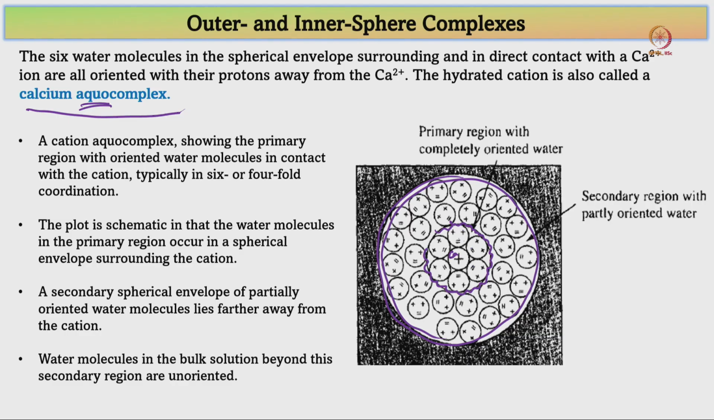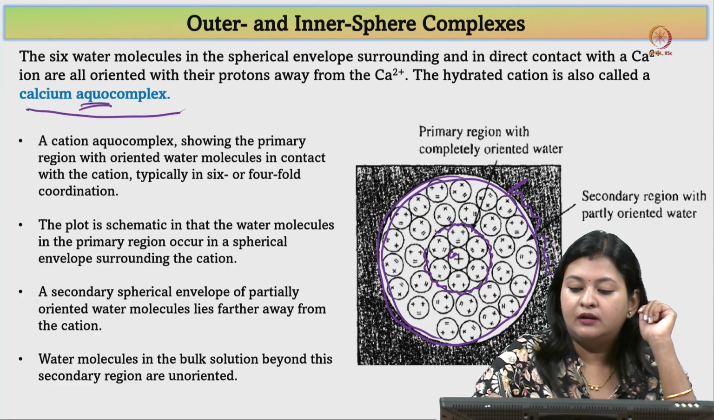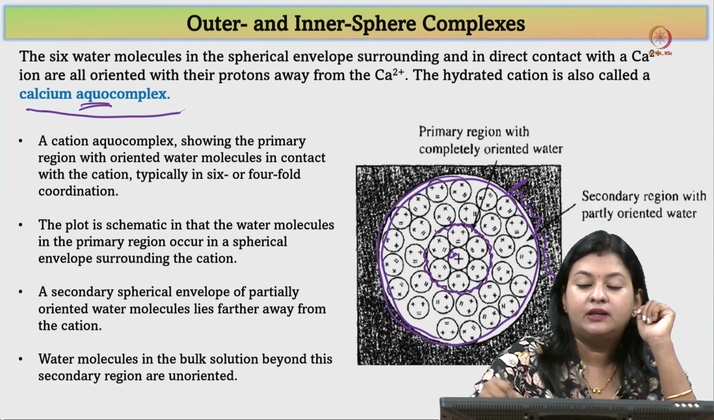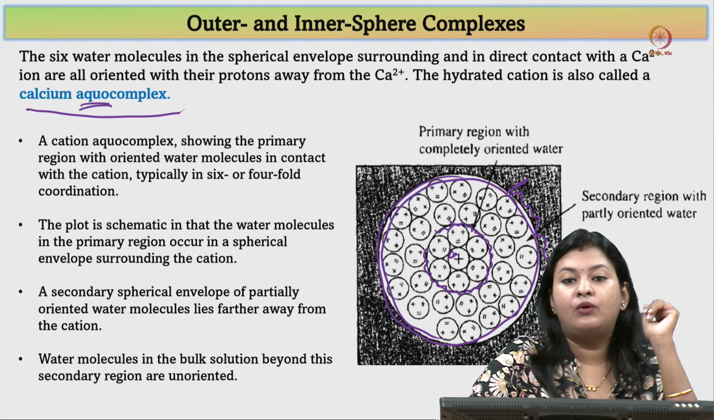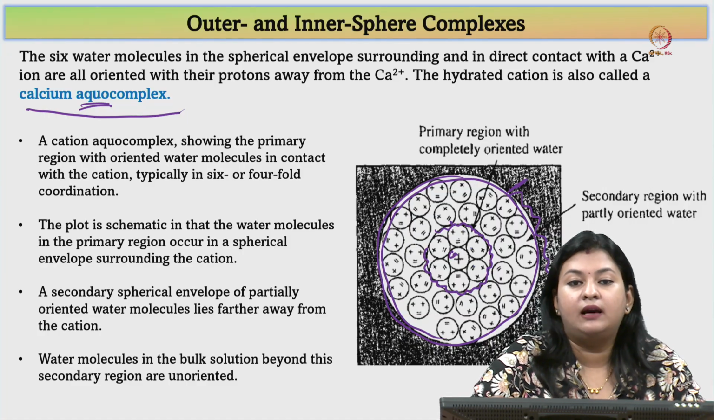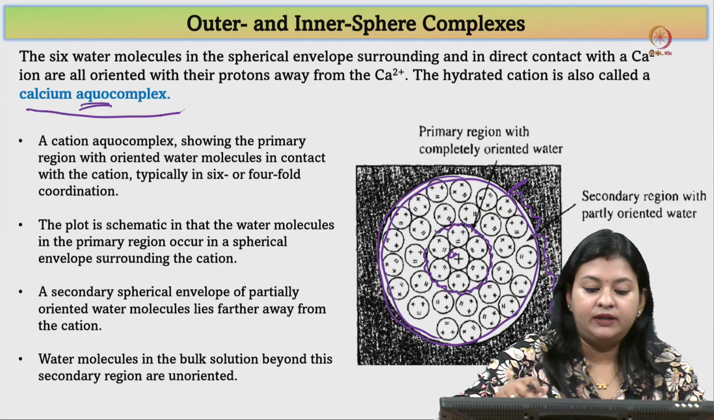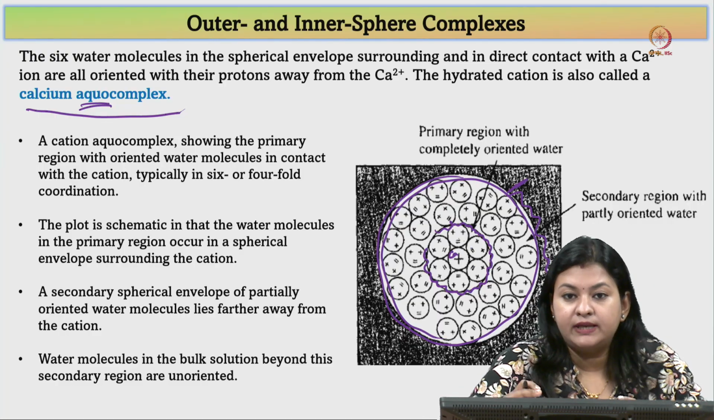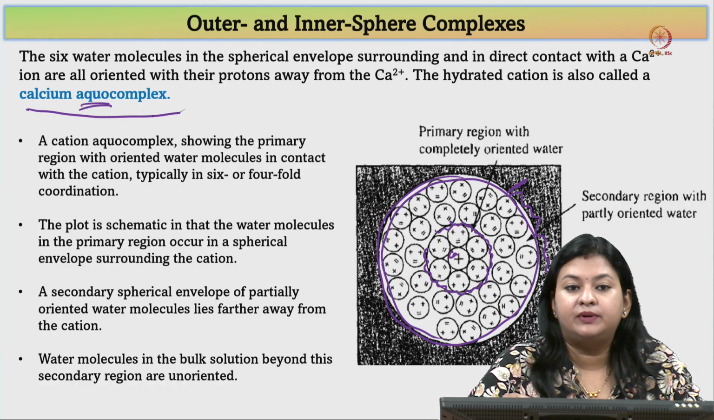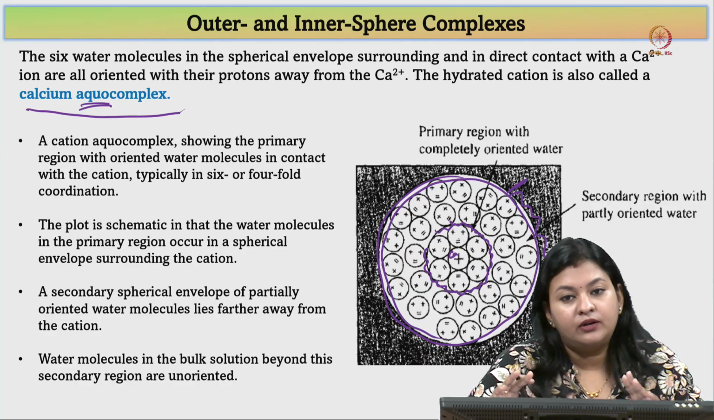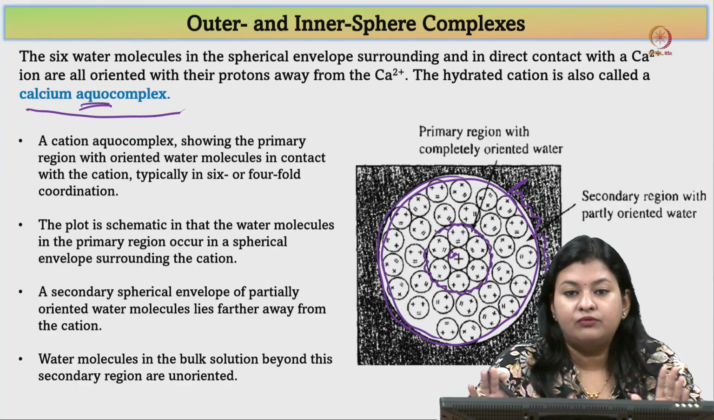And there is another region where this effect is not felt. So, this is beyond the region that is scribbled. Okay. So, this entire black area is the area where none of the water molecules are getting arranged. So, it is far away from the influence of this cation. So, therefore, there is no arrangement. Okay. So, they are unoriented. So, this is the zone of no orientation.